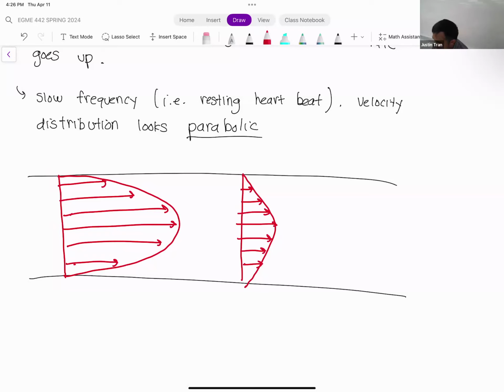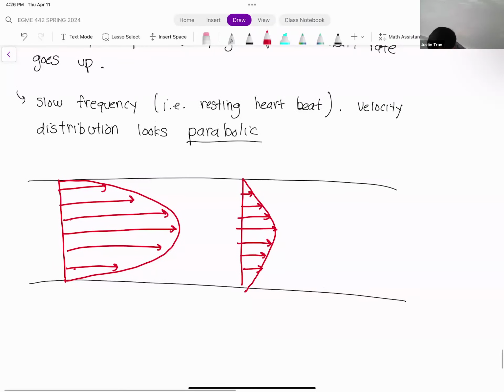So the one on the left here, this might be what your velocity distribution looks like in systole. So systole is what happens when your heart is pumping. So right when your heart ejects blood, that's going to cause flow rates to be really high. Okay. And so that's going to cause a velocity distribution that looks something like that.